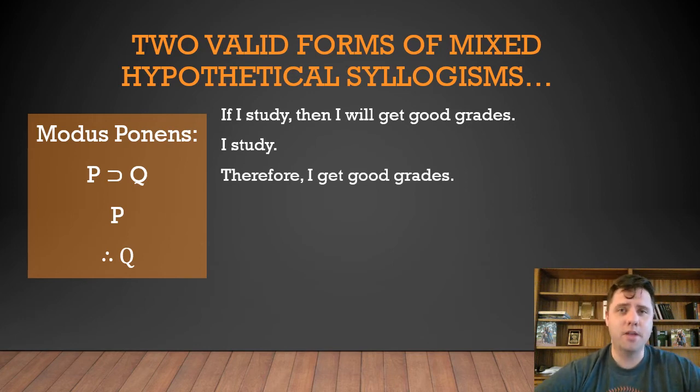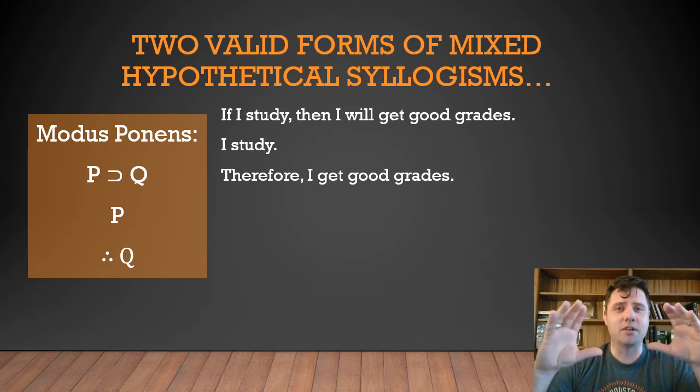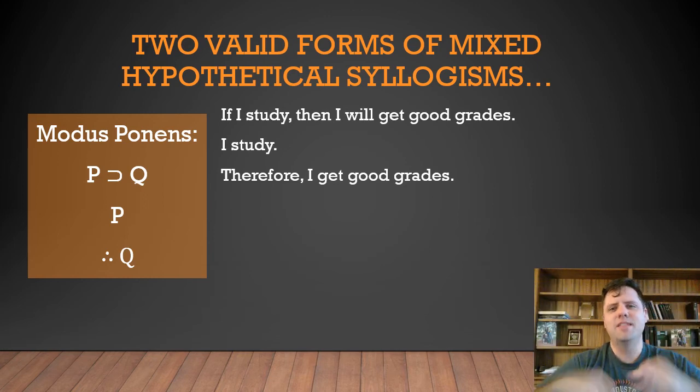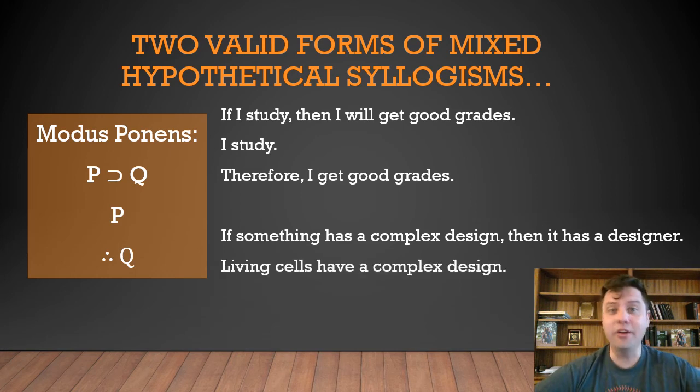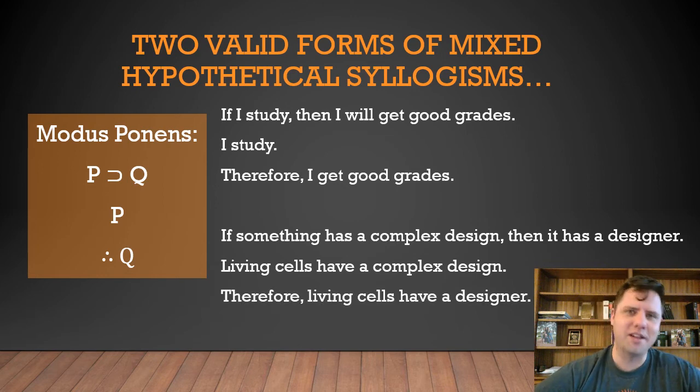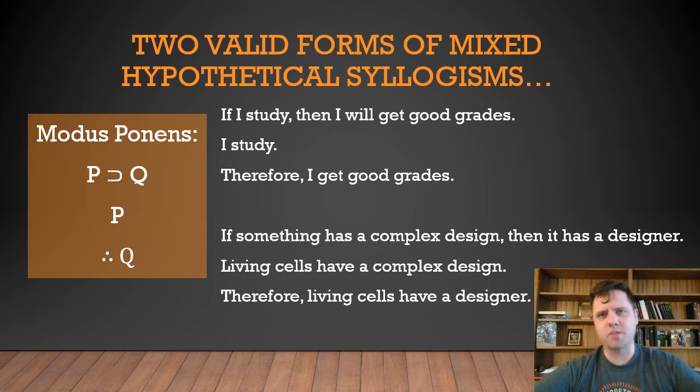It's a mixed sort of hypothetical syllogism because it starts with a hypothetical, but then it goes from that into statements. So if I study, then I'll get good grades. I study, therefore I get good grades. Another example, if something has a complex design, then it has a designer. Living cells have a complex design, therefore living cells have a designer. Notice how these sorts of arguments go. And these are arguments that everyone utilizes often.